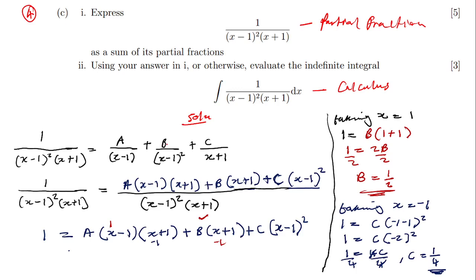This simply means that where there is a, you're going to put 1 over 4 over x minus 1, and then plus b. B was 1 over 2, so where there is b, you're going to put 1 over 2 on top there, over x minus 1 squared, and then the last one is plus 1 over 4, which is c, over x plus 1. So that's what you have there.